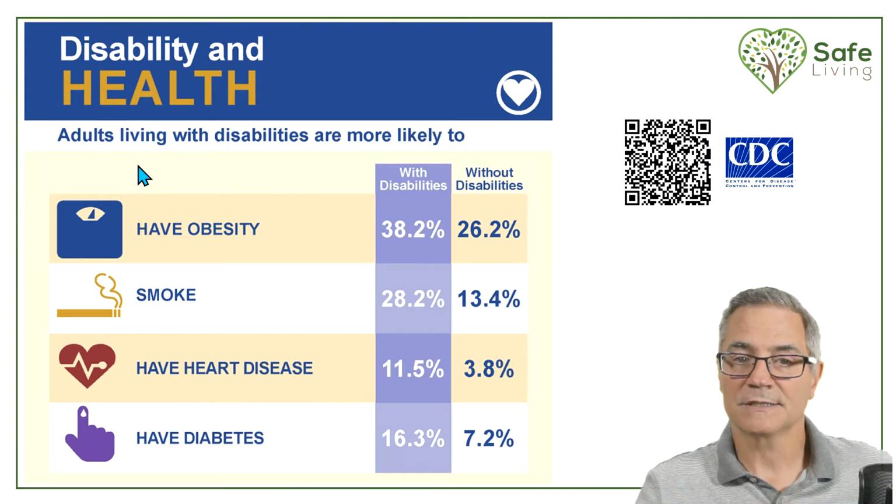With these statistics, disability versus health, adults living with disabilities are really more likely to be unhealthy than those without disabilities. So if we look at the obesity side, people with disabilities, 38.2% are obese versus 26.2% without a disability. 28% are going to be smoking versus 13% not smoking. 11.5% will have heart disease versus 3.8% without disabilities, and have diabetes, 16.3% versus 7.2%. So again, these statistics are here.